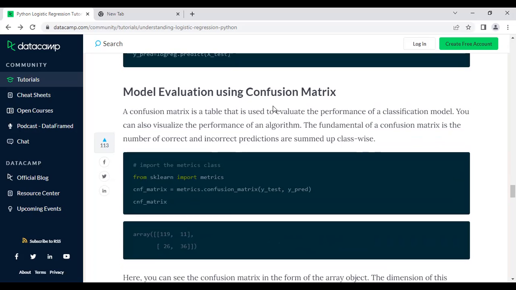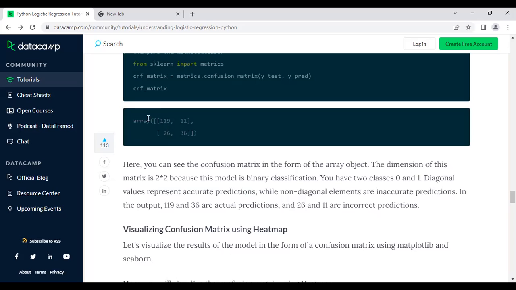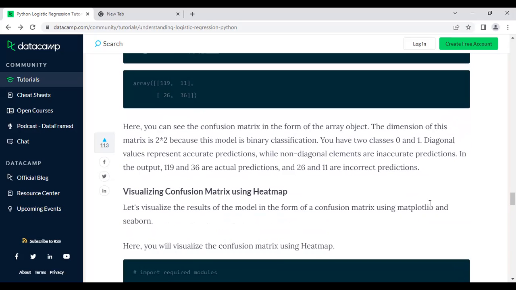Now, in logistic regression analysis, we use the confusion matrix. That is, this is the confusion matrix. The confusion matrix deals with four things: true positive, true negative, false negative, false positive.